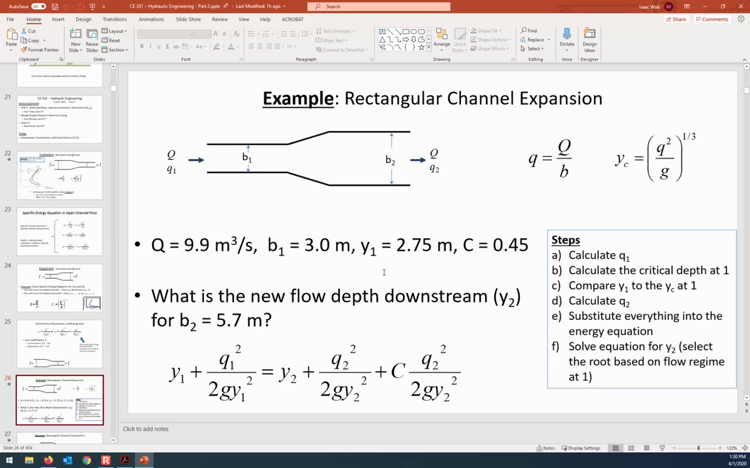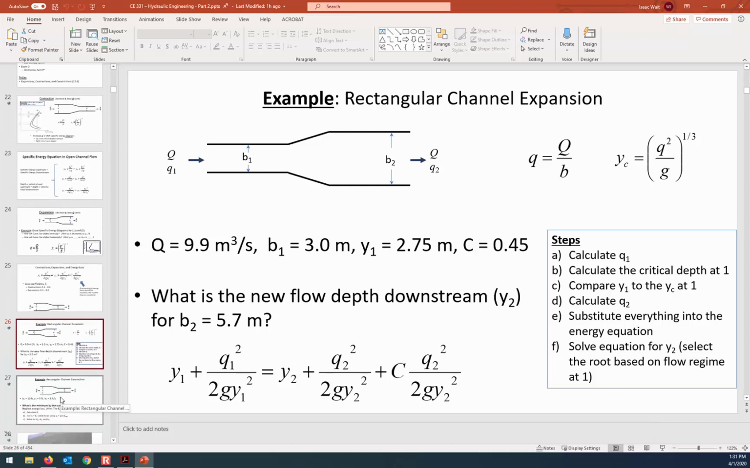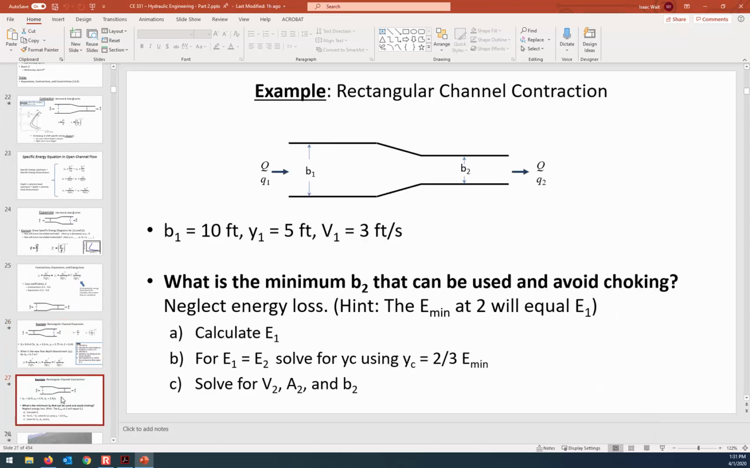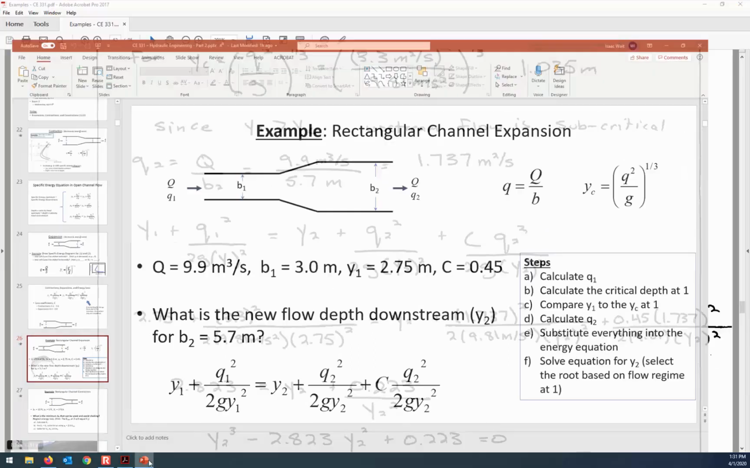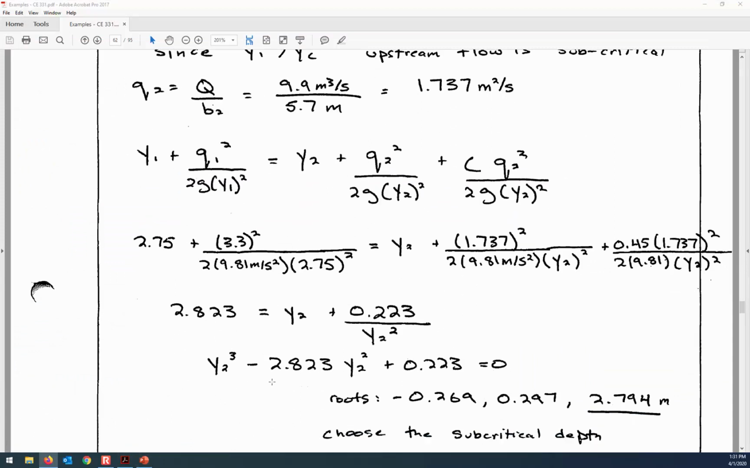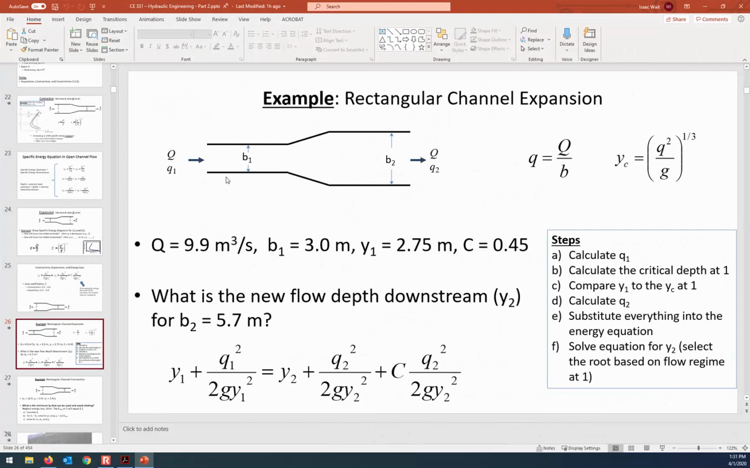All right. Well, what if the opposite happens? Instead of expanding, what if it contracts? Oh, by the way, how did this correspond to what we were expecting? You know, like the new depth? The new depth, it says 2.79. So what was the original depth? The original depth was 2.75.